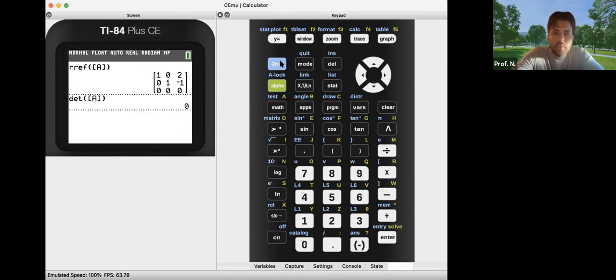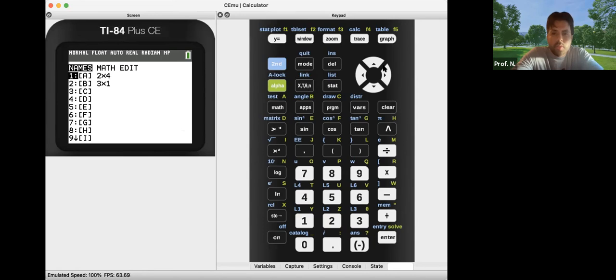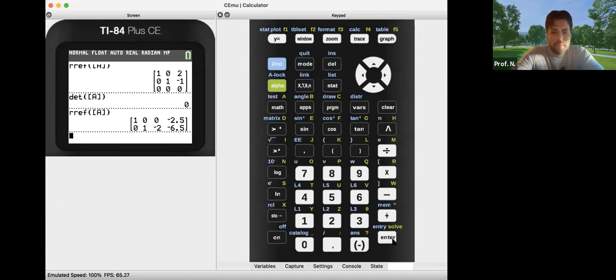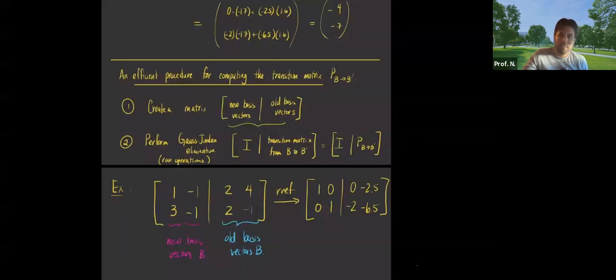Okay. And so then when I perform the row reduced echelon form function from the calculator of my matrix A, I get 1, 1. I get the identity, which is exactly what I expected. And on the right, I get 0, negative 2.5, negative 2, negative 6.5, which is exactly the matrix that we found. It's exactly right. Nice, right?